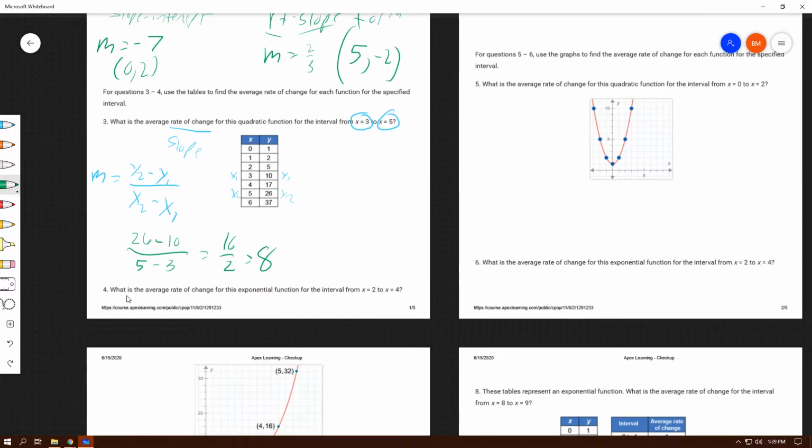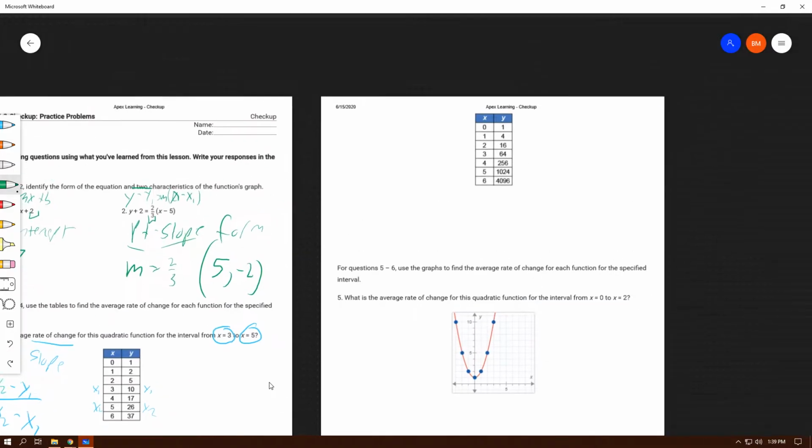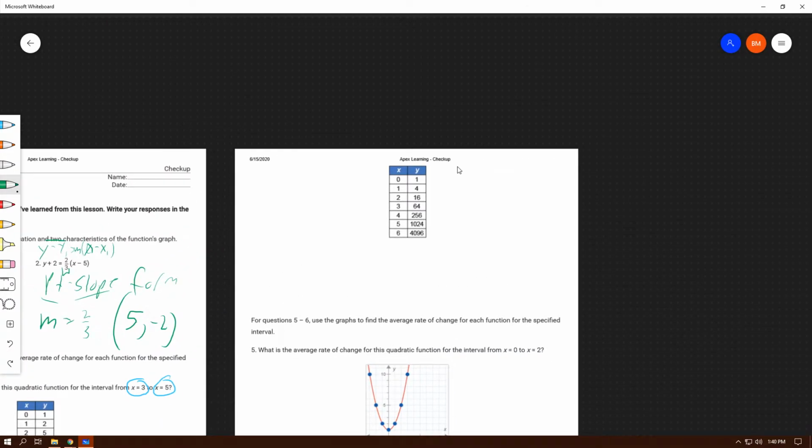So this next one, what is the average rate of change? So what's the slope from x equals 2 to x equals 4? Well, 2 to 4, x1, y1, x2, y2. I plug into my slope formula. $120. Done. That's all we needed to do.